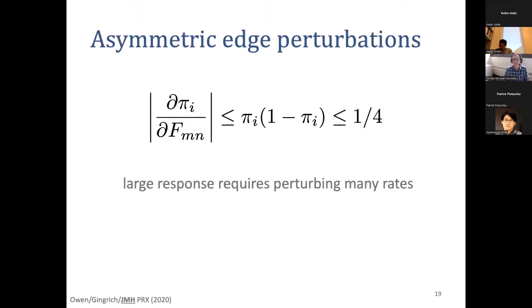We can also say something about the response to the force. That's always bounded by 1/4. In fact, all the bounds are bounded by 1/4. So if you only perturb one edge in your graph, there's a limit to the response you can get. So in principle, if you want to get a very big response, you have to perturb many edges, and the more you do, in principle, the more response you can get.